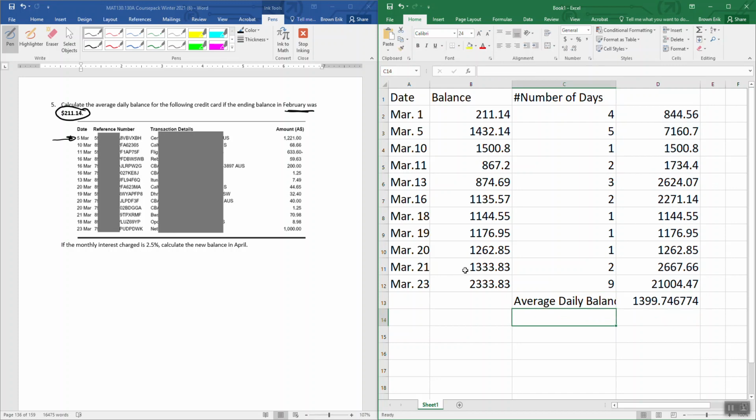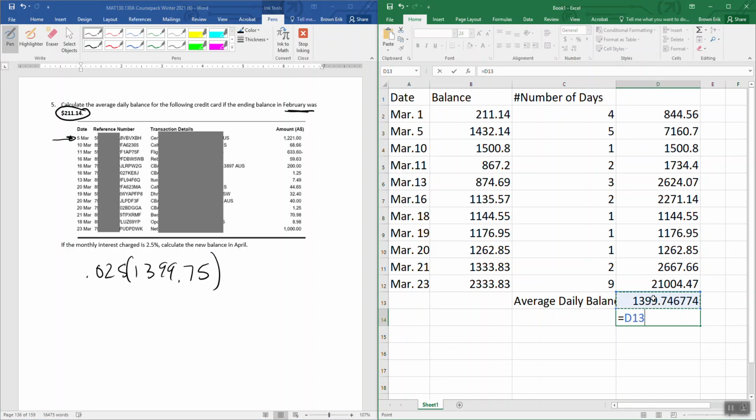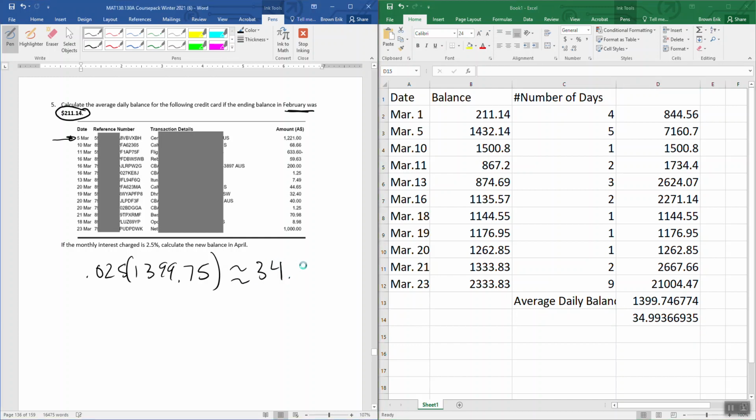That number. And that's what the credit card company is going to charge that 2.5% on. So let's pop back over here. Our goal is to calculate the new balance in April. What we need to do is calculate 0.025 times this $1,399.75. So I can do that right here in Excel. We can just do equals this and then times 0.025, and that's our 2.5%. So the finance charge is $34.99.